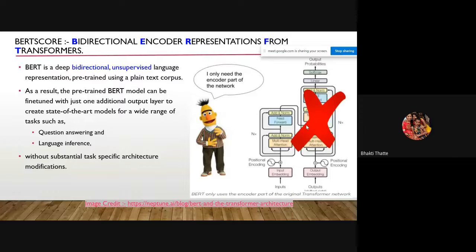BERT is a deep bidirectional, unsupervised language representation pre-trained using a plain text corpus. As a result, the pre-trained BERT model can be fine-tuned with just one additional output layer to create state-of-the-art models for a wide range of tasks. Here I have listed only two downstream tasks, question answering and language inference, but there are many more. The moral is, since BERT is pre-trained properly, we can use very few output layers and get whatever desired output.